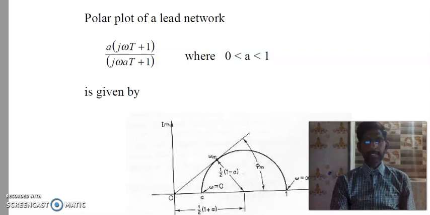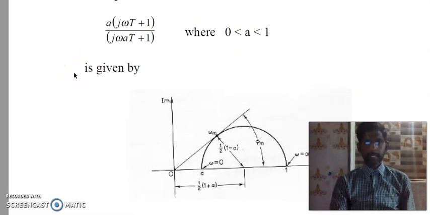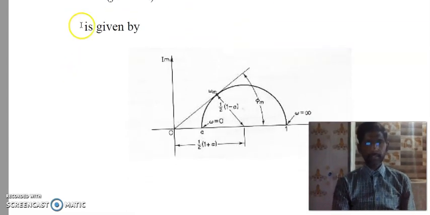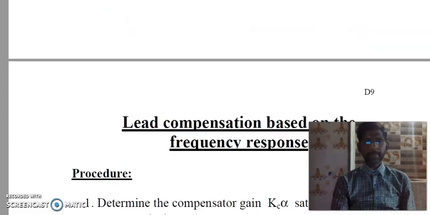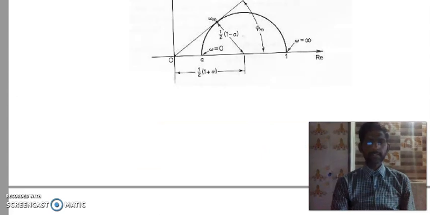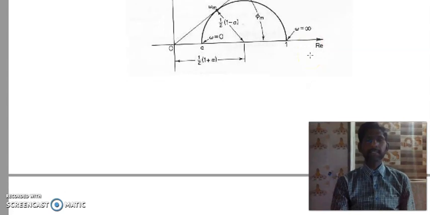The polar plot of a lead network will be like this. Now find out, for this transfer function, the magnitude and angle at omega equal to 0. At omega equal to 0, the magnitude is A, the angle is 0 degrees. At omega equal to infinity, the magnitude is 1, the angle is 0 degrees. So this is the polar plot. With the help of this, we can do the stability analysis.